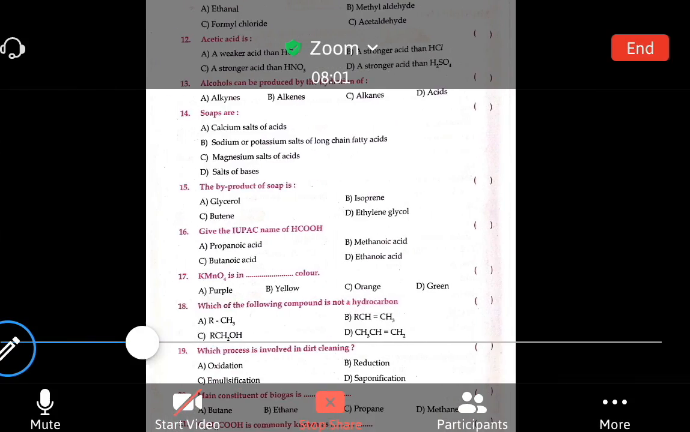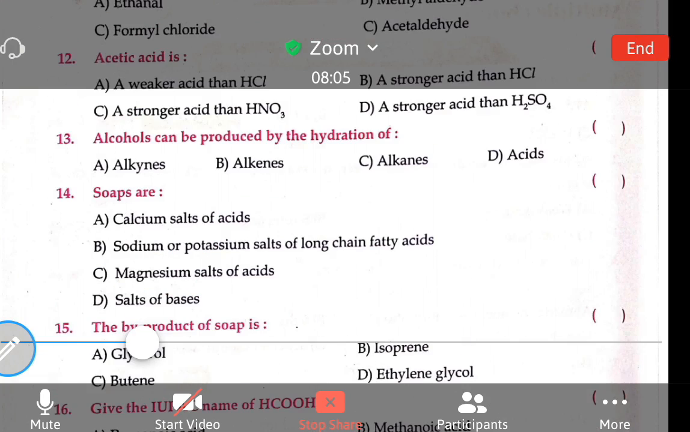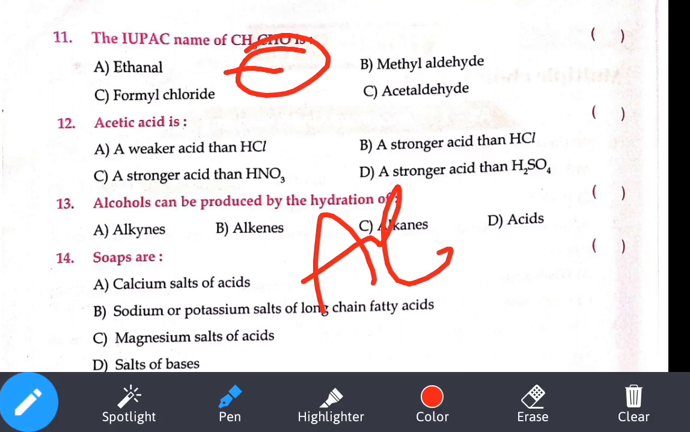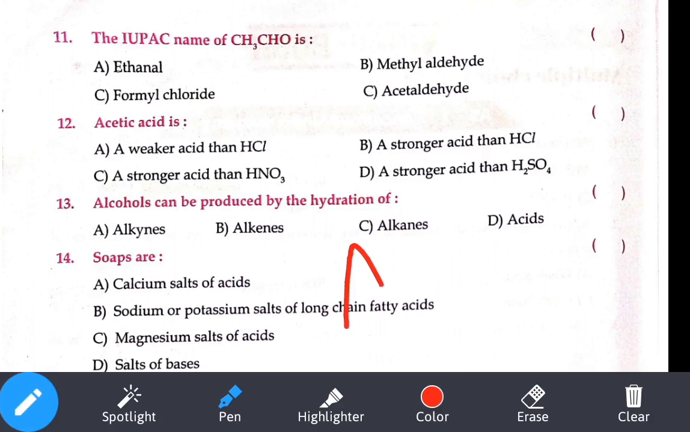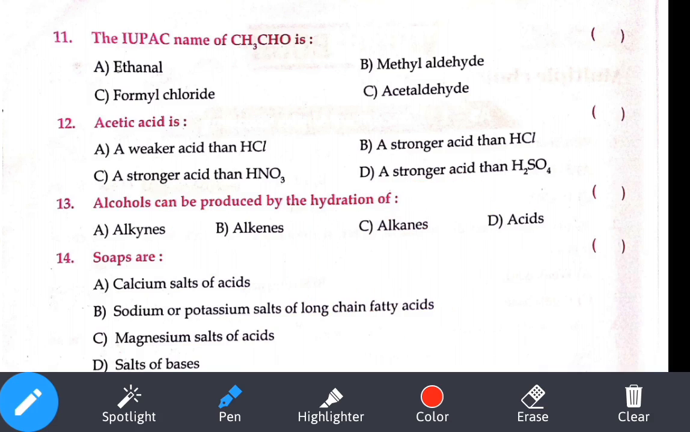Let me zoom it. Okay. The IUPAC name of CH3CHO. CHO means what? Our aldehyde group. Aldehyde means we should take the 'al' at the last. Now, 2 carbons are there. One means meth, two means eth. So at the last, you have to add 'al'. So ethanal.